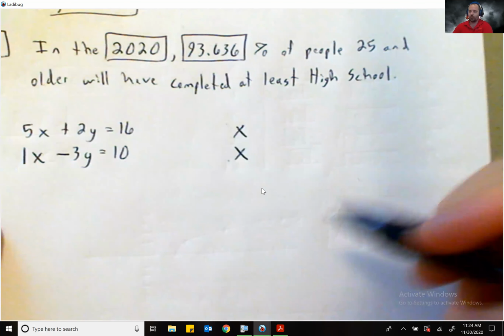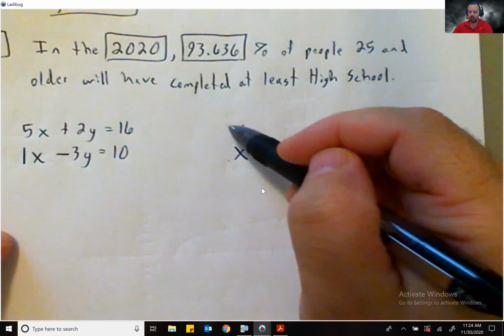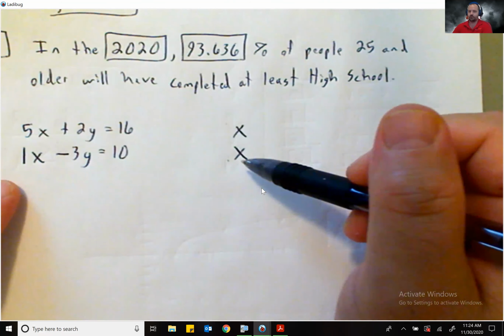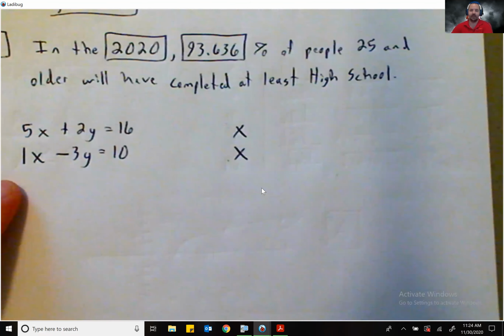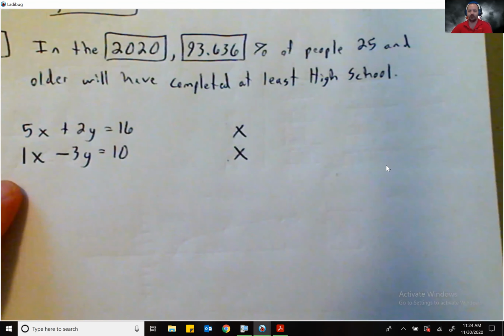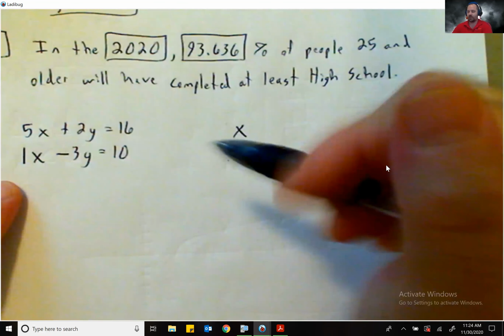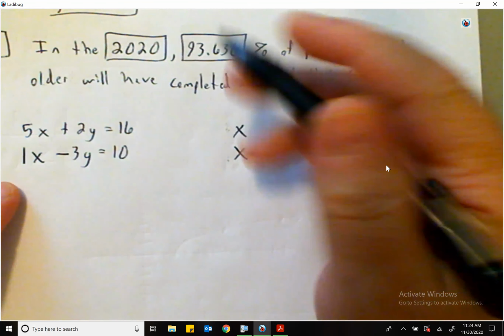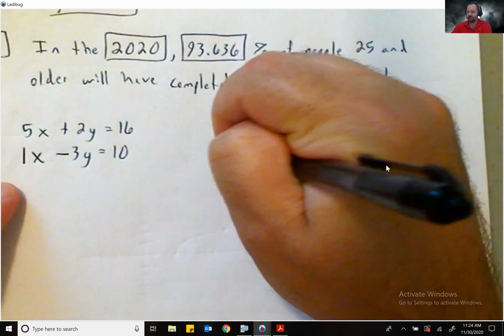So what can I do to make these the same number? What can I turn them into? I've got 5 and 1 right now. And this is for anybody now. I just had Wesley pick our variables. So what number can I turn them into? 5, 5. Absolutely. We'll make them both 5.